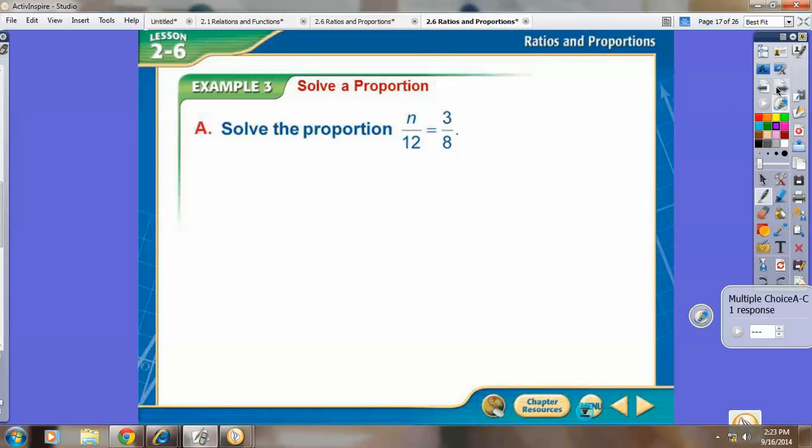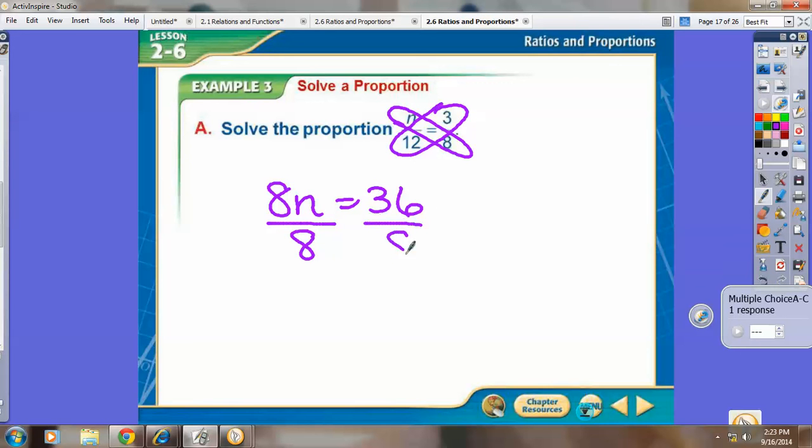Let's do this one. So n times 8 is 8n. Equals 12 times 3? 36. How are we solving this equation? Divide by 8 on each side. 8 cancels out. And it would equal 4.5.